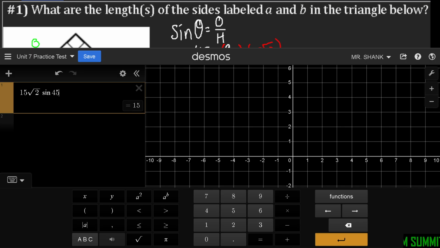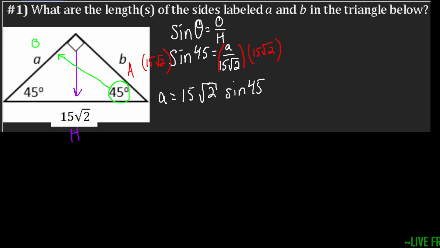And that makes sense, because if I'm thinking about my right triangle here, I have to have a number that is less than 15 times square root of 2. So I have to have a number that is less than that, because my hypotenuse is the longest side. So I'm going to just say A equals 15 for that one, and be good.